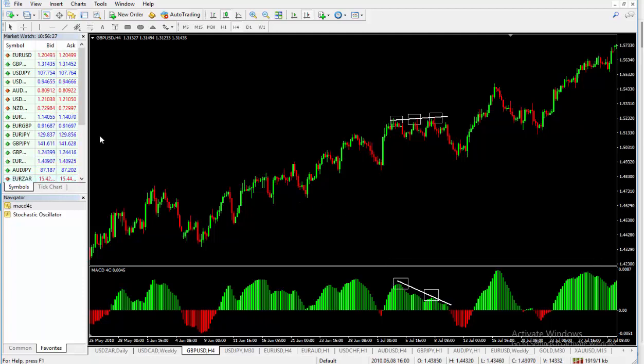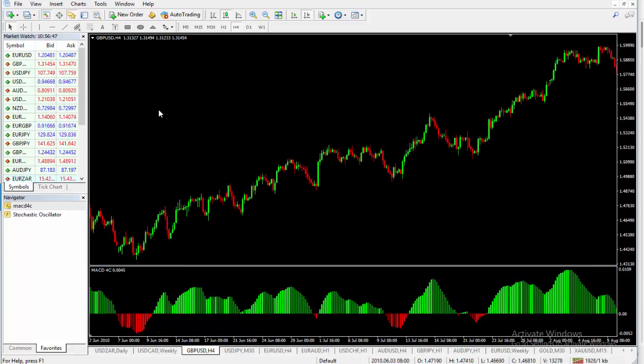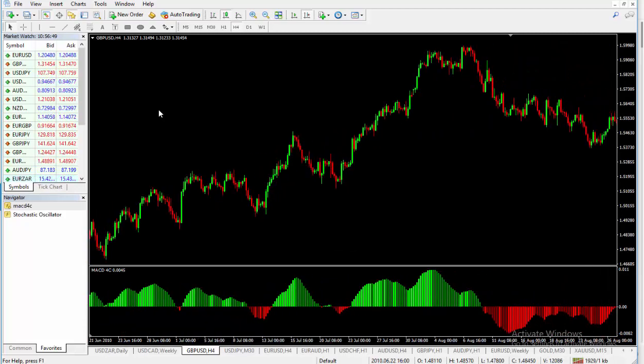This here is not divergence. See how price is going up here? As I've actually shown you guys before, price is going up there on our chart, and here price is also going up. So it's not divergence. There is no divergence there. We can look for more divergence.